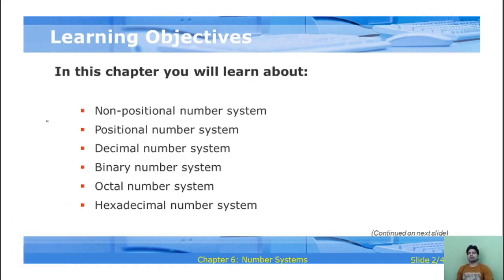In this chapter you will learn about the non-positional number system. What is the non-positional number system? Positional number system, decimal number system, binary number system, octal number system, and hexadecimal number system. So this chapter is also a very important chapter regarding number systems.